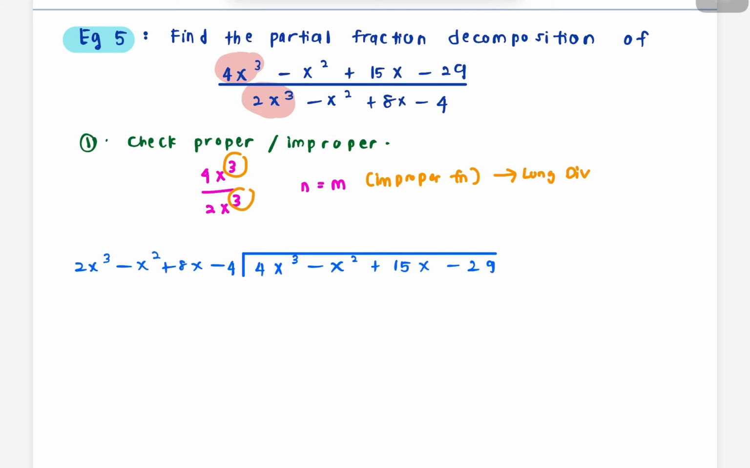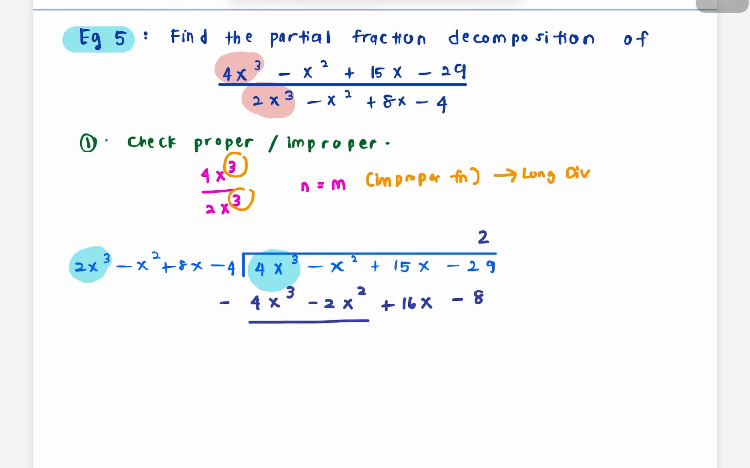So what is the expression? If you multiply 2x cubed by 2, you get 4x cubed. So your answer will be 2. Put it here. 2 times 2x cubed is 4x cubed. 2 times negative x squared is negative 2x squared. And then 2 times 8x is 16x. 2 times negative 4 is negative 8.